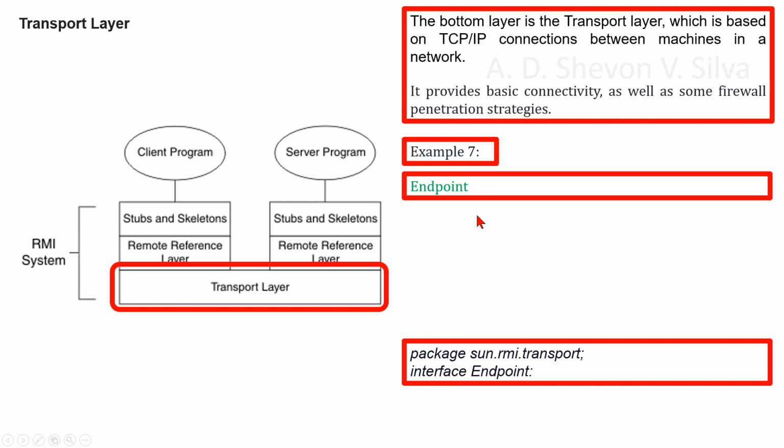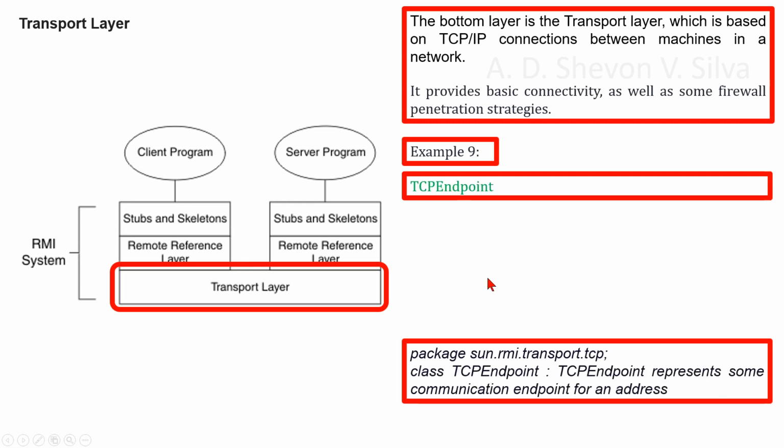As an example 7, we can consider interface Endpoint. This is in the package sun.rmi.transport. Now we are considering interface Channel. This is in the package sun.rmi.transport. Now we are considering class TCPEndpoint. TCPEndpoint represents some communication endpoint for an address. This is in the package sun.rmi.transport.tcp. Now we are considering class TCPChannel. TCPChannel is a socket-based implementation of the RMI Channel abstraction. This is in the package sun.rmi.transport.tcp.